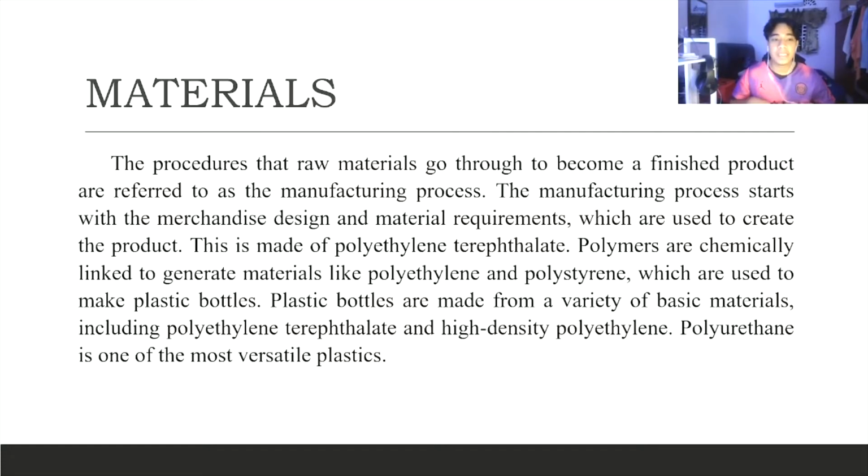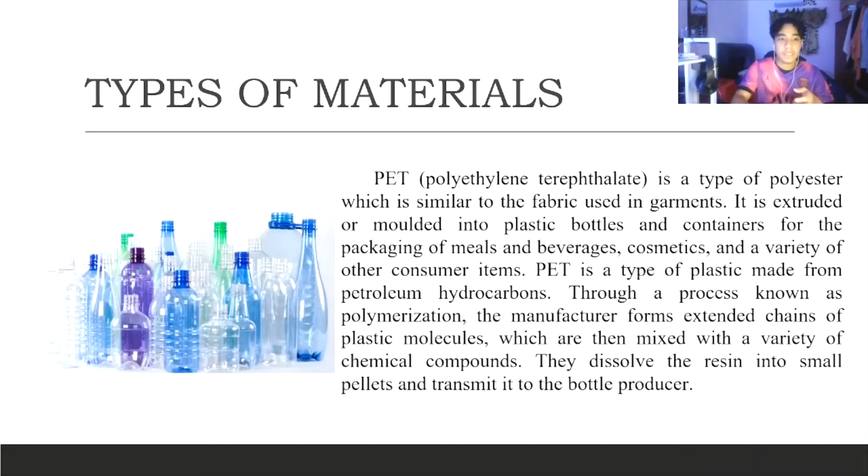Polymers are chemically linked to generate materials like polyethylene and polystyrene, which are used to make plastic bottles. Plastic bottles are made from a variety of basic materials, including polyethylene terephthalate and high-density polyethylene. So the polyurethane is one of the most versatile plastics. So as you can see from the slide, there is the image I put in it. So this is the type of materials.